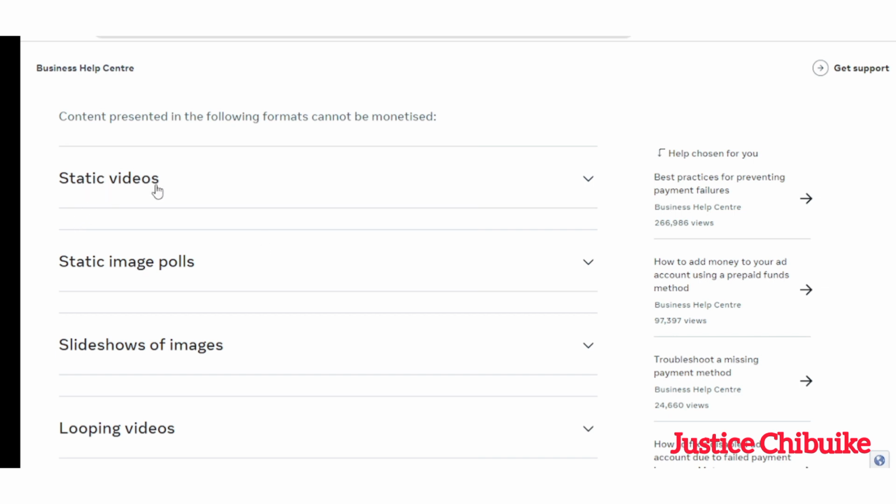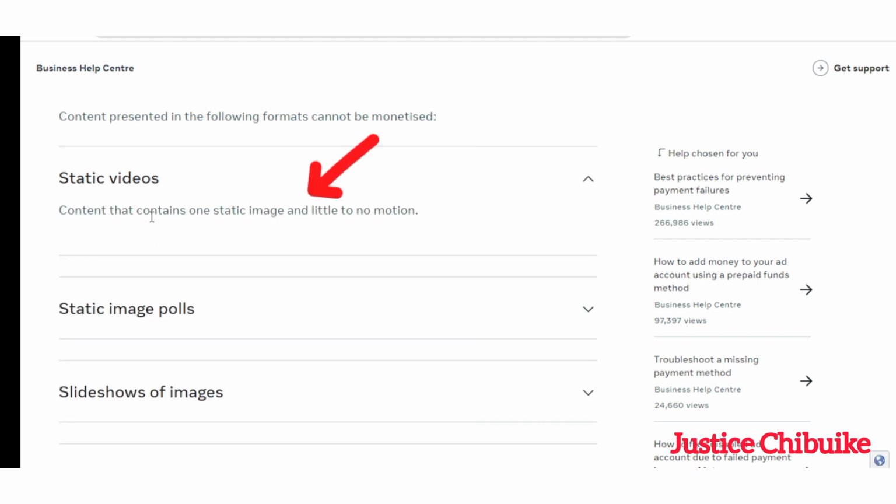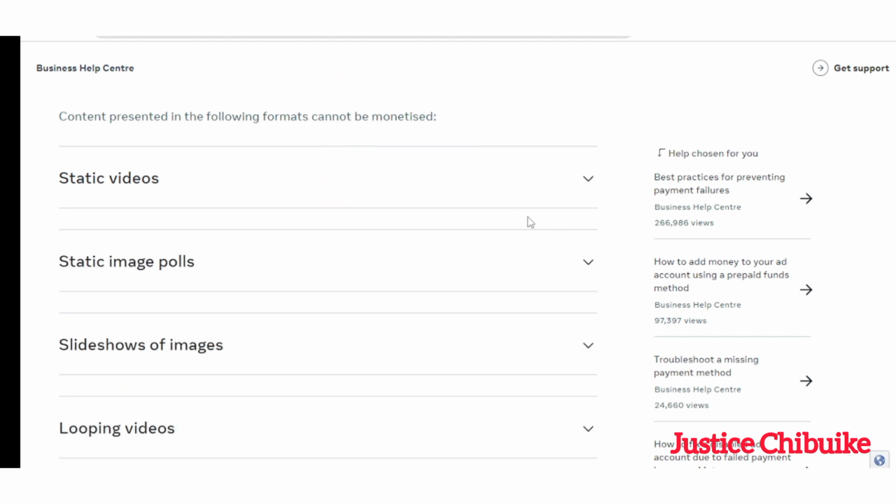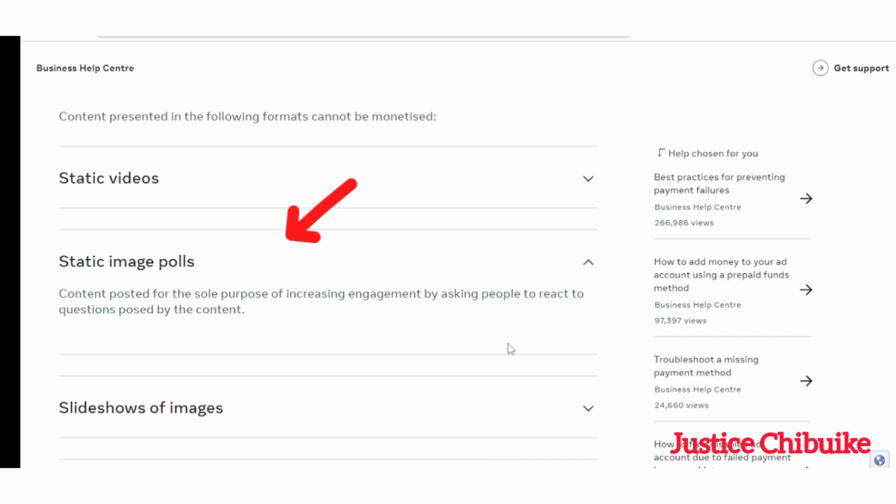So Facebook has made it clear that static videos, content that contains one static image or little to no motion, cannot be monetized. So you cannot monetize a static video on Facebook. There must be motion before you can monetize that content. Here they say static image posts. You cannot monetize images that are static. Here, content posted for the sole purpose of increasing engagement by asking people to react to questions posted by the content cannot be monetized.